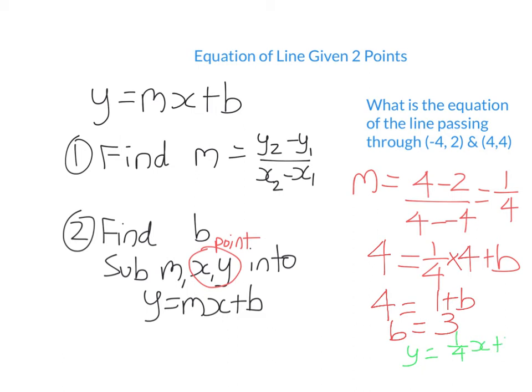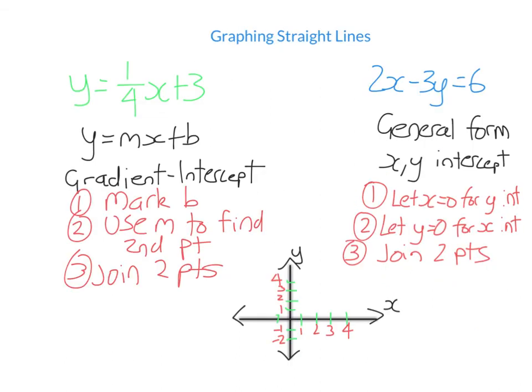mx plus b. All right, let's now have a look at how we would graph a line like this. So to graph the line y equals a quarter x plus 3, we'd use the gradient intercept method because it's in the form y equals mx plus b. So when it's in that form where y is the subject, m, the number in front of x, is the gradient, and b, the number by itself, is the y-intercept. So this line here has y-intercept 3, gradient a quarter.